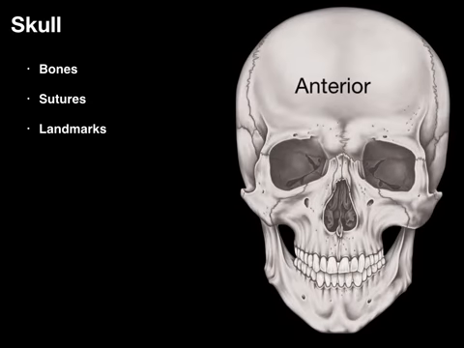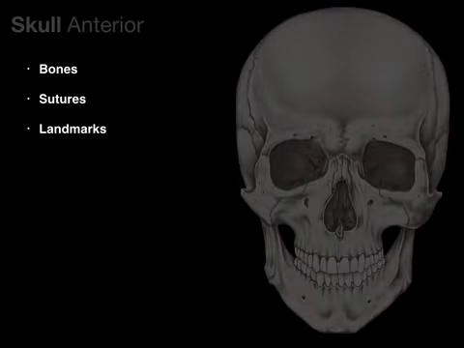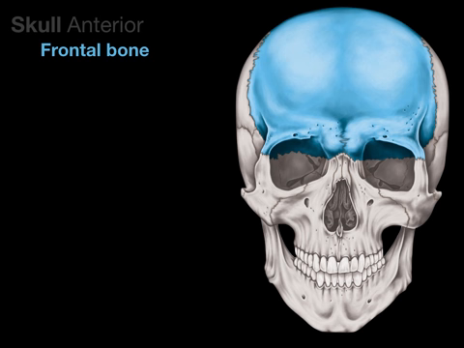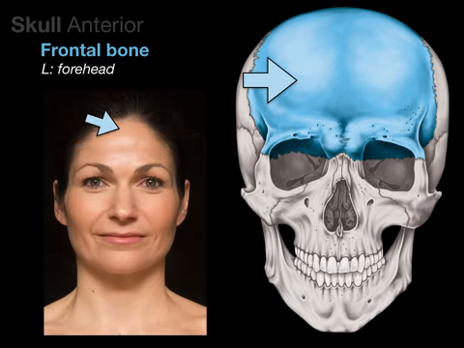So we're going to first do the anterior view of the skull and talk about first the bones. Well, the frontal bone is located here. It's the part of the forehead because frontal is Latin for forehead, above the eyebrows. And so right there is where the frontal bone is located.